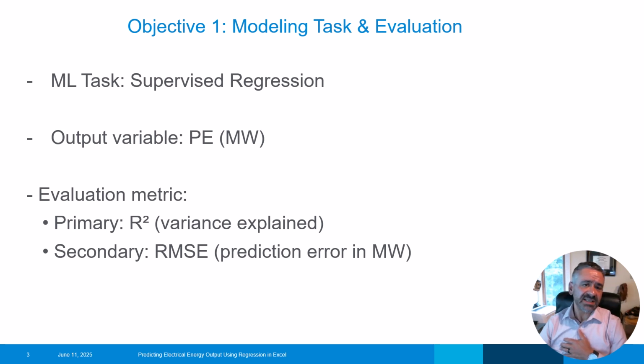What we quickly learned is that this is a regression problem. The target variable PE is continuous, and I was able to use R squared to measure how well each model explained variation in energy output, and the root mean square error, or RMSE, to see how far predictions were from actual values in megawatts.